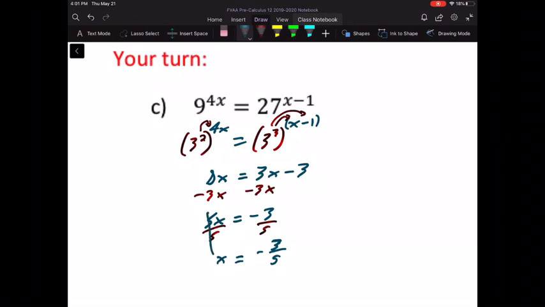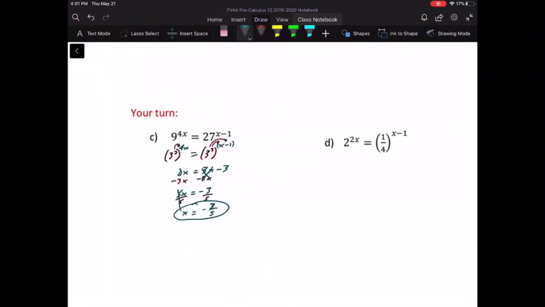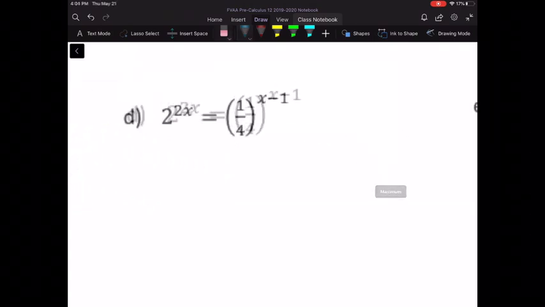All right? So hopefully that one was an easy one. Okay, trying to get those matching bases by reducing those numbers into powers. Okay, matching powers, or powers with matching bases, I should say. Okay. All right, so let's look at this one.